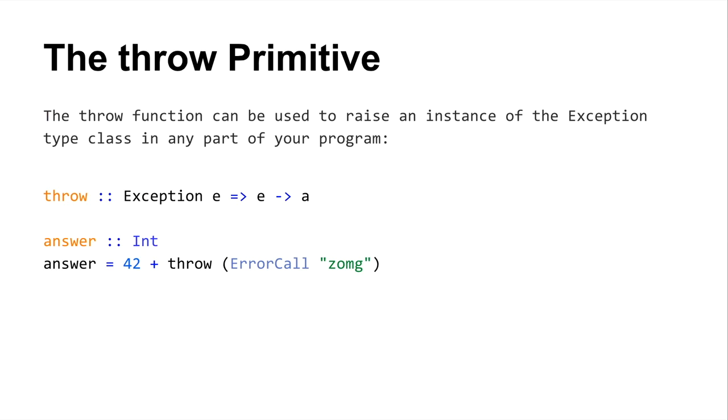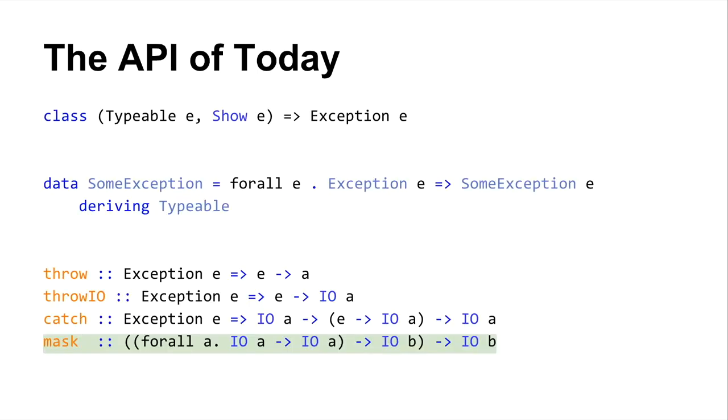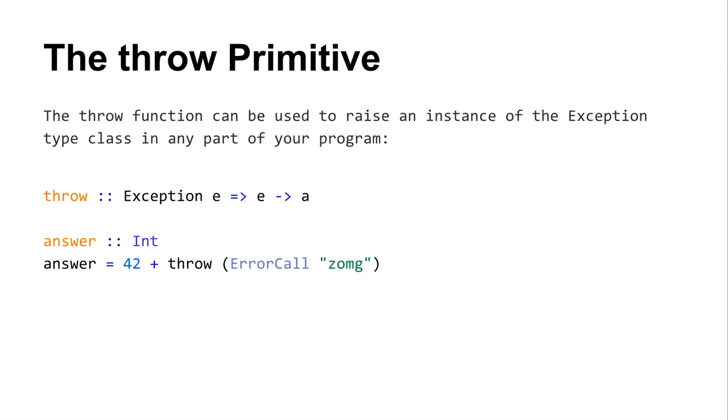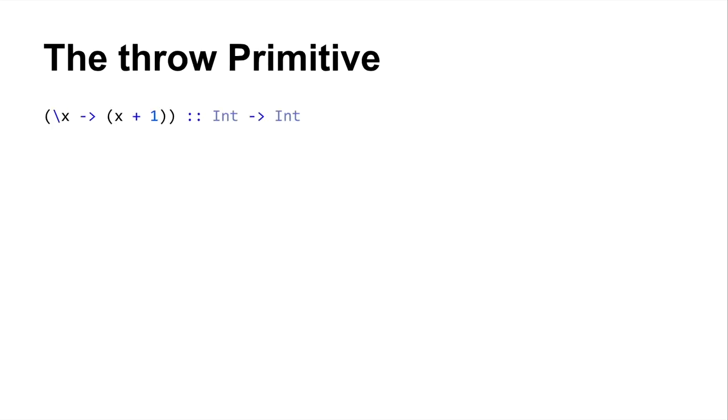Okay, so first thing, throw can be used to raise an instance of the exception type class in any part of your program. The words that I'm using are a little wishy-washy. It can actually be used to create an exceptional value somewhere in your program. And I mentioned this distinction between normal values and exceptional values. So you can see that this absolutely type checks: 42 plus throw error call. Oh my God. So I said here that you produce a value of type A, which is kind of foreign looking, right?